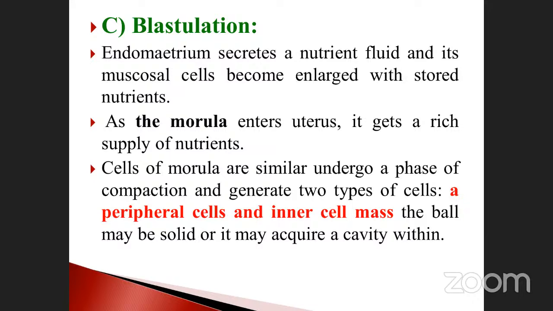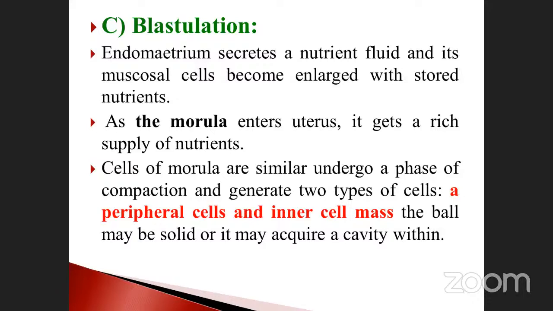The morula. Once the morula enters inside, it needs some nutritive substances. Which one provides the nutritive substances? The endometrium. Not only does the endometrium secrete nutrient fluids, but so do its mucosal cells. Mucosal is nothing but the semi-solid substance present in the endometrium cells. So what is the main function of the mucosal cell? They provide nutrients. So as a result, what happened? Once the morula enters the uterus, it gets rich, because the mucosal cells provide a supply of nutrients.